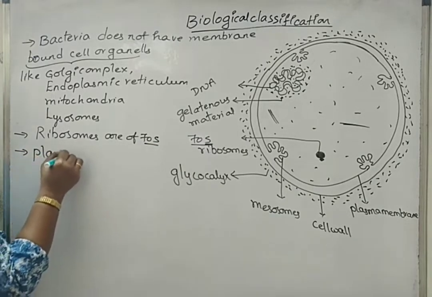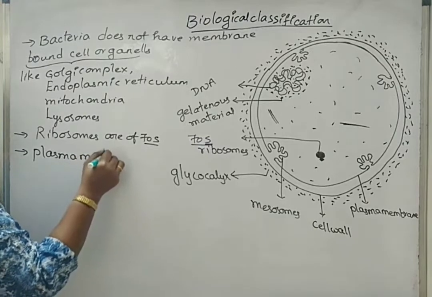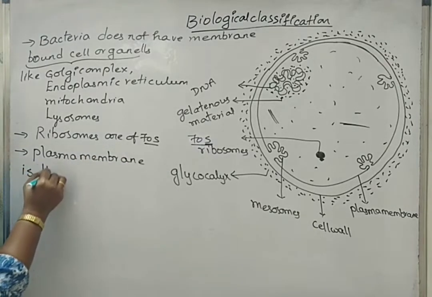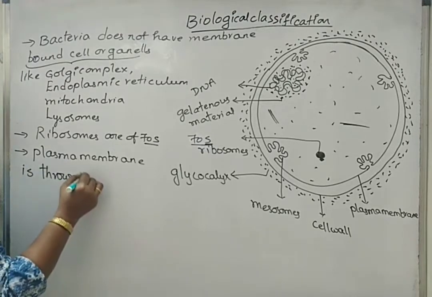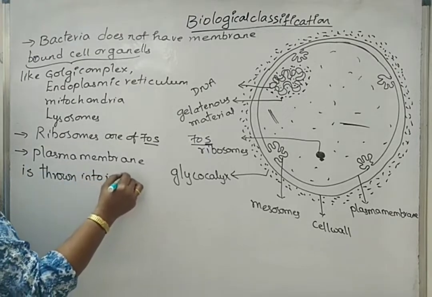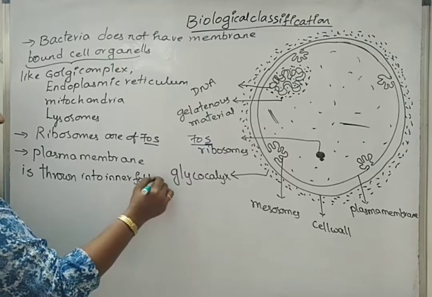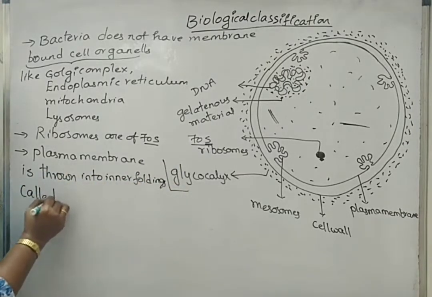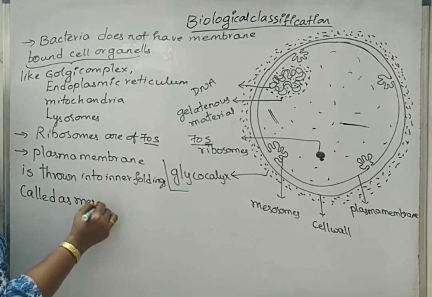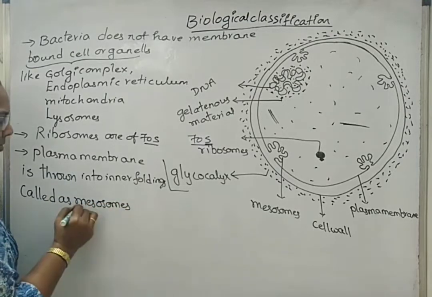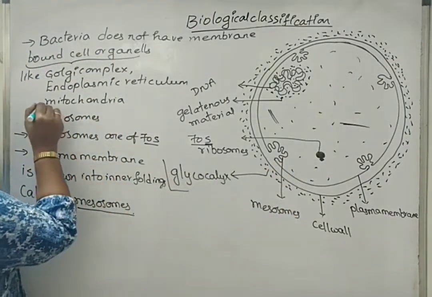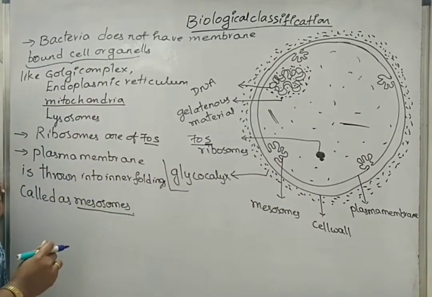Next, the plasma membrane is thrown into inner foldings called mesosomes. So here we have represented mesosomes. Here we have written that mitochondria are absent.